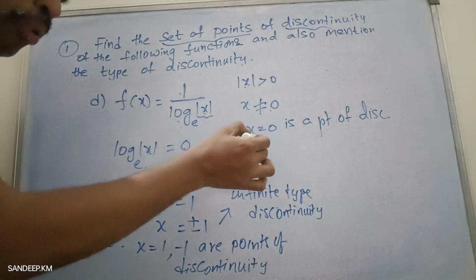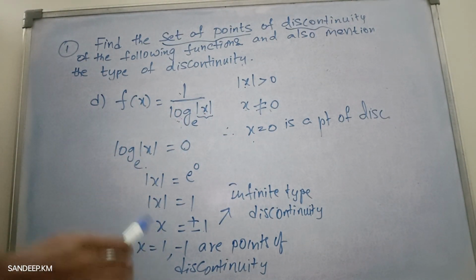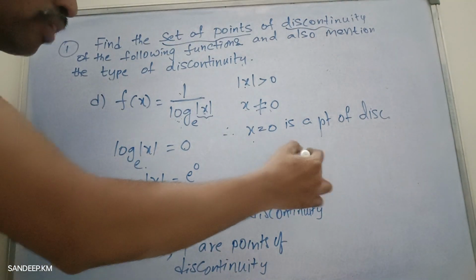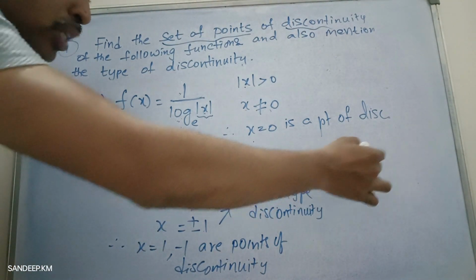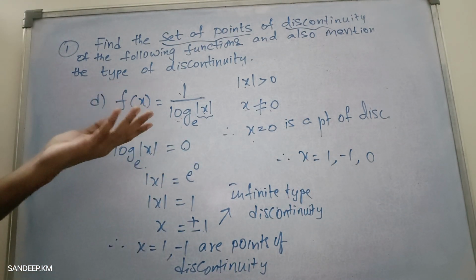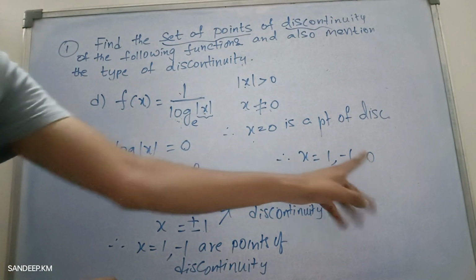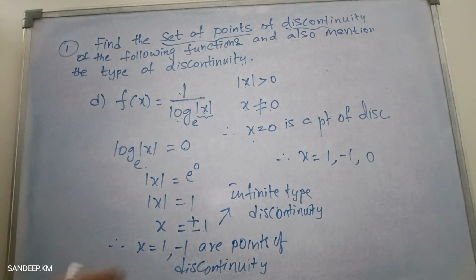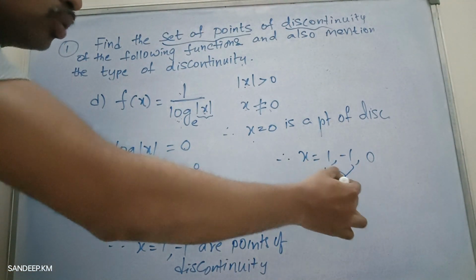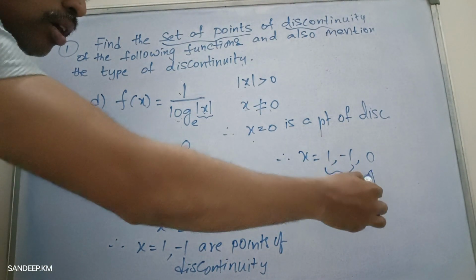So here we are supposed to find what type of discontinuity is there. Already there are 3 points of discontinuity. Therefore the function is discontinuous at 1, minus 1, 0. For all the remaining values of x, the function is continuous. Only at x equal to 1, minus 1, 0, the function is discontinuous. And I have already told that at these two inputs, the function has an infinite type of discontinuity.